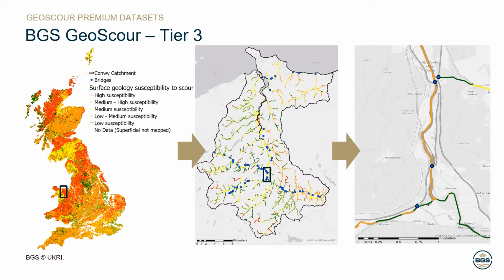This can be achieved at a catchment scale, as shown here in the middle panel, again using the Conway catchment in North Wales for reference. The Tier 3 data can be utilised to assess the geological susceptibility of bridge infrastructure, indicated here by the blue dots, across the whole catchment, as well as honing down to reach level, as shown in the right-hand panel. As such, Tier 3 data is aimed at users such as environmental and engineering consultancies, geohazard modelers, and local authorities for conducting infrastructure risk assessments and developing predictive hazard models.